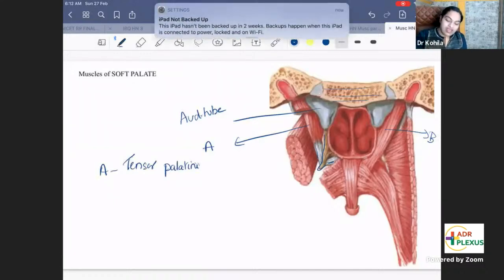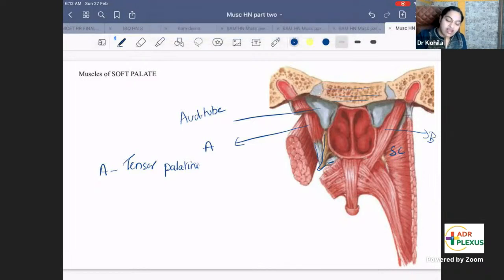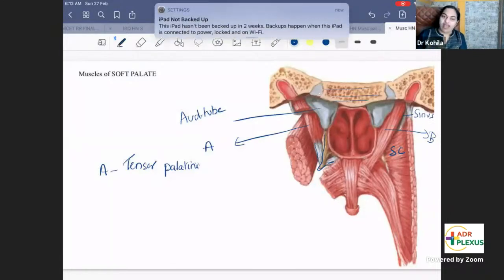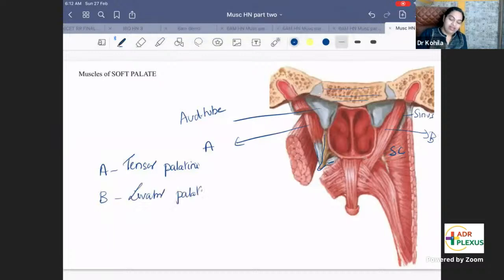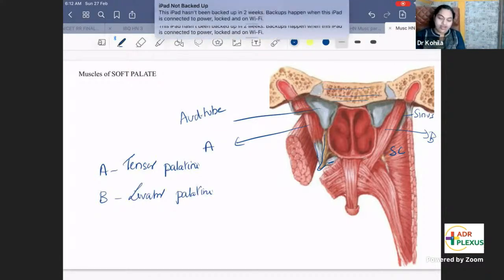And what is B? This is your superior constrictor muscle. What is the space above the superior constrictor muscle and below the base of the skull? I told you this area is the sinus of Morgagni. And you see a tendon or a muscle passing through the sinus of Morgagni. So B should be none other than levator veli palatini. If you get this point, you can identify the muscle in any picture. Okay, you got it?